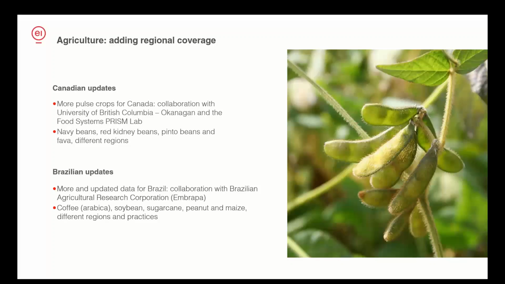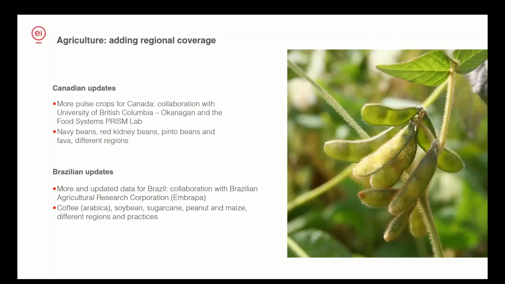The second regional update that has been done to the agricultural sector concerns Brazil, and this has been done in collaboration with Embrapa, the Brazilian Agricultural Research Corporation. There have been several crops that have been updated or newly added, representing different regions and different agricultural practices.